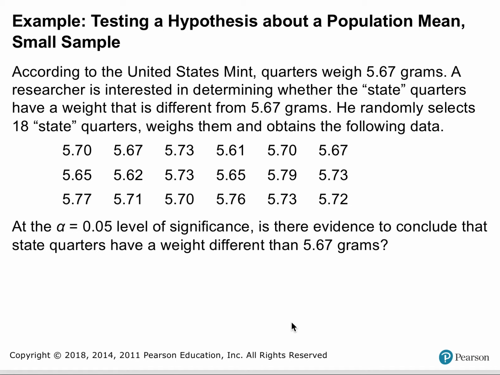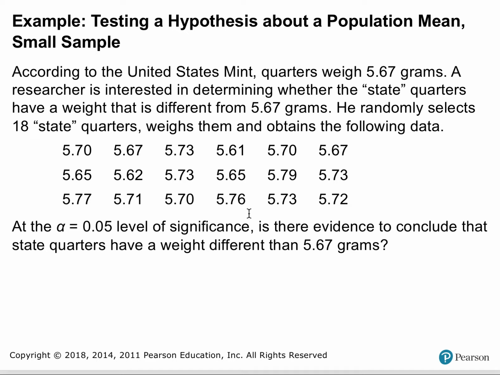Okay, so according to the United States Mint, quarters weigh 5.67 grams. A researcher is interested in determining whether the state quarters have a weight that's different from 5.67 grams. He randomly selects 18 state quarters, weighs them, and obtains the following data. Okay, so here's our list of data. And it says at the 5% level of significance, is there evidence to conclude that state quarters have a weight different than that 5.67 grams?